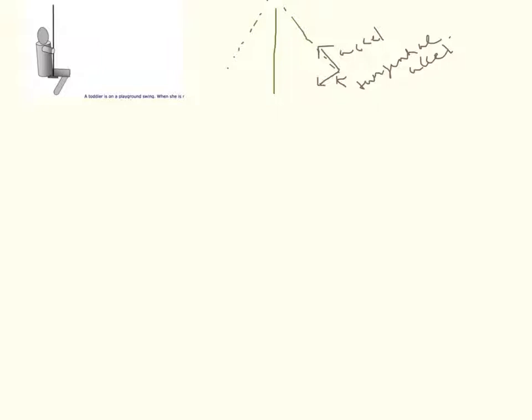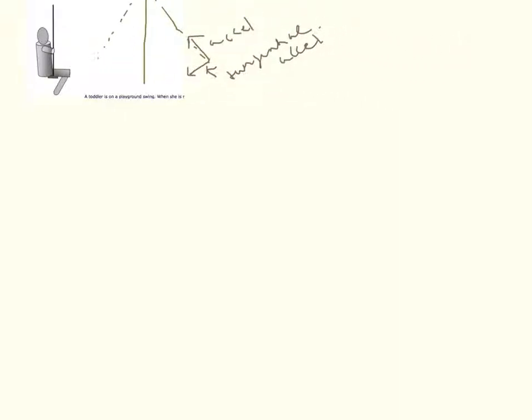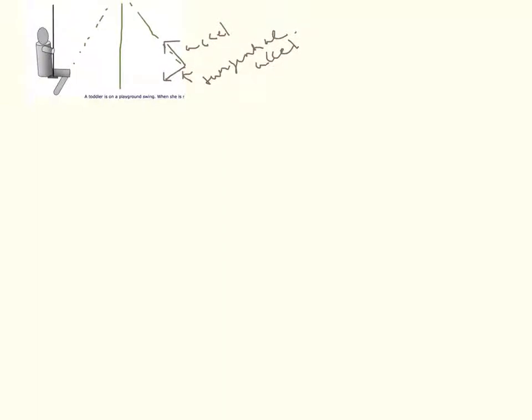Okay, and so for this problem, what they're asking you to do is consider different points on the swing and the direction she's moving and think about whether or not there's tangential acceleration there. So let's make this a little bit smaller over here. I didn't pick a particular version of this, but instead I wanted to think about the toddler at any given point.